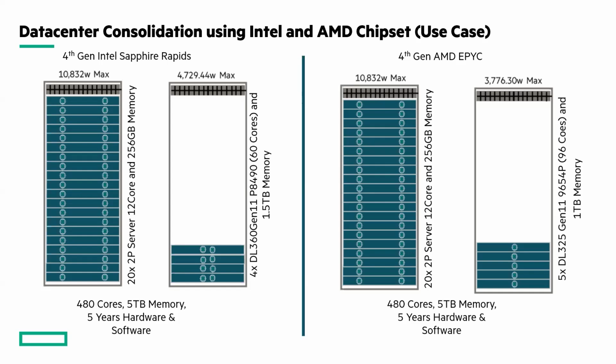On the right-hand side, I'm doing the same thing, core to core, memory to memory. If you move to the AMD chipset, you just need 5 servers. But of course, this server is only running 1 processor, which has 96 cores. So there's a lot of power saving, and especially also on the rack space, which in turn takes care of the cooling also.